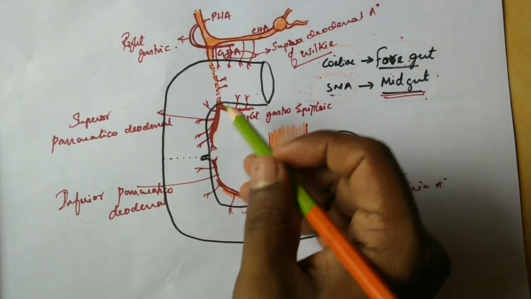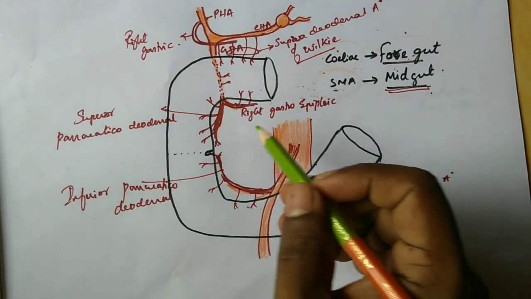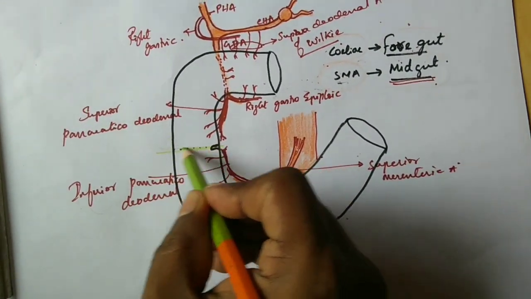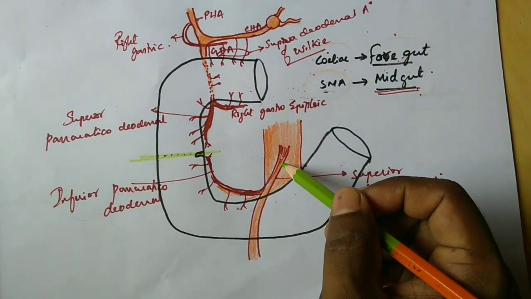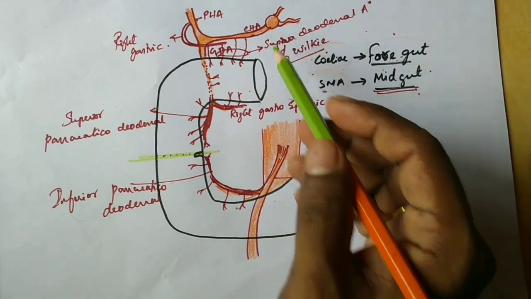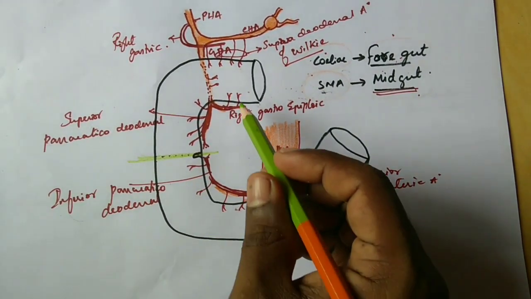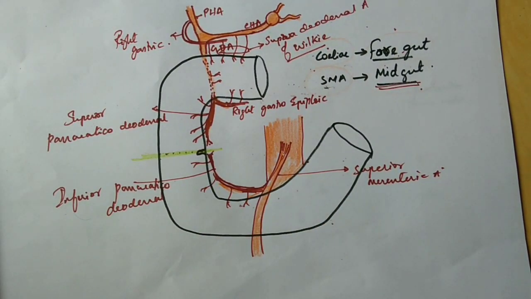So this is about the blood supply of duodenum. Since the duodenum develops from two different sources, the foregut and midgut, it is supplied by two different blood vessels: the artery of foregut and artery of midgut. Next we will study the venous drainage.